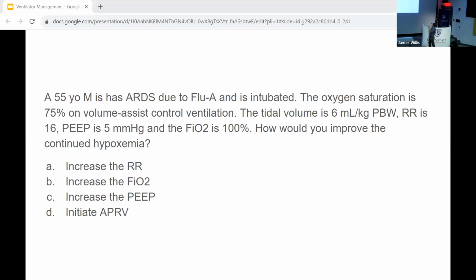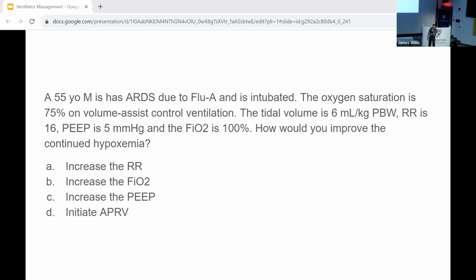A 55-year-old male has ARDS due to flu A and is intubated. Oxygen saturation 75% on volume assist control. The tidal volume is 6 mLs per kilogram predicted body weight. Respiratory rate is 16. PEEP is 5. FiO2 is 100%. How would you improve the continued hypoxemia? Would you increase the respiratory rate, increase the FiO2, increase the PEEP, or initiate APRV?